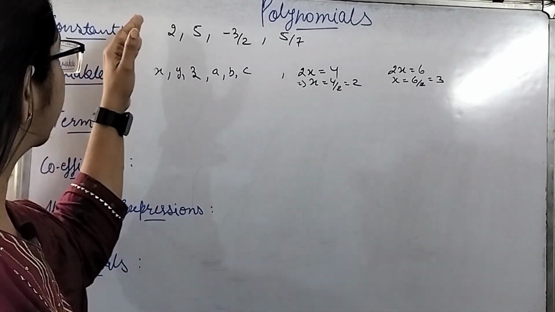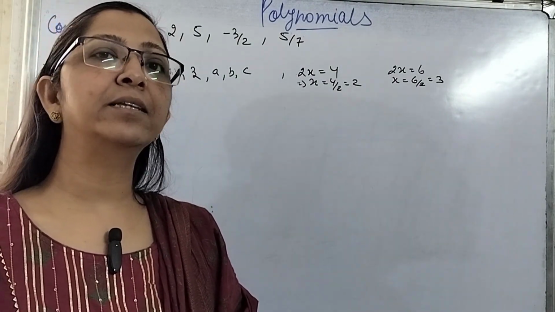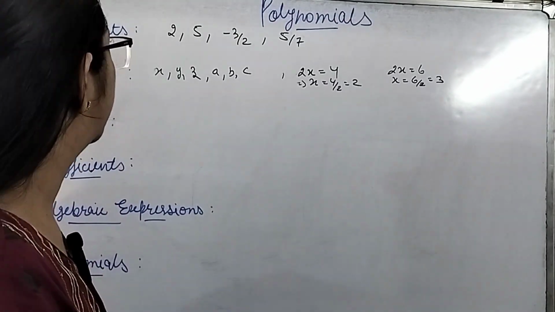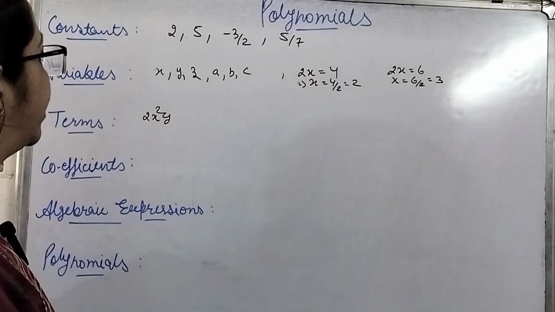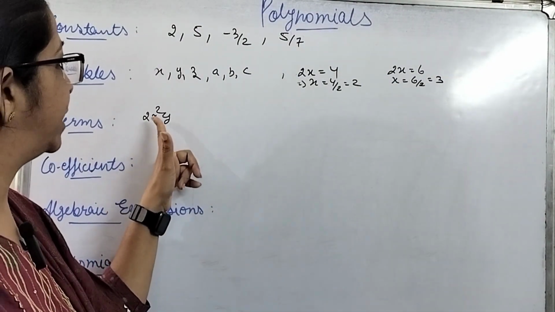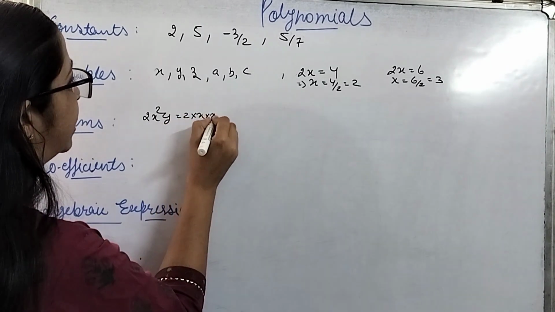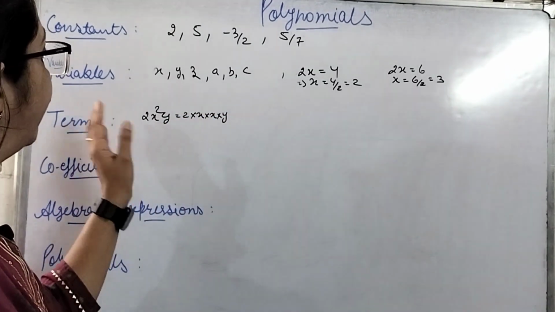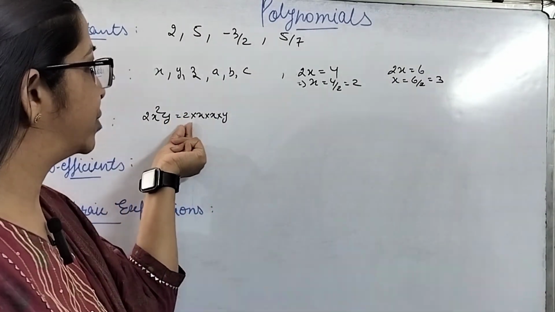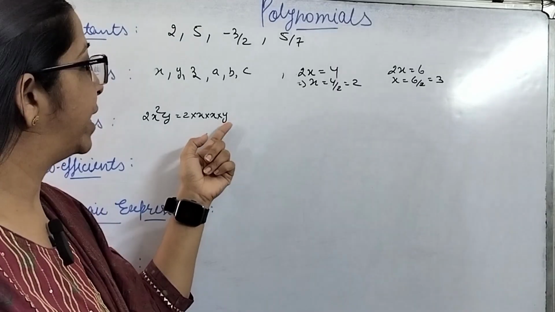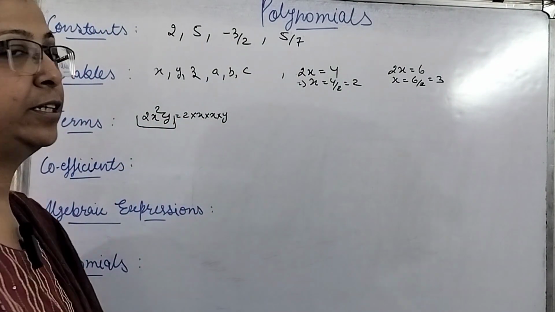Now terms. When we combine the constants and the variables using the multiplication sign and the division sign, we get terms. Over here, if I say 2x square y, 2 is multiplied by x multiplied by x multiplied by y. So we can write it as 2 multiplied by x multiplied by x multiplied by y. Here 2 is the constant, x is a variable, y is even a variable, we have multiplied all this, so whatsoever we are getting is your term.